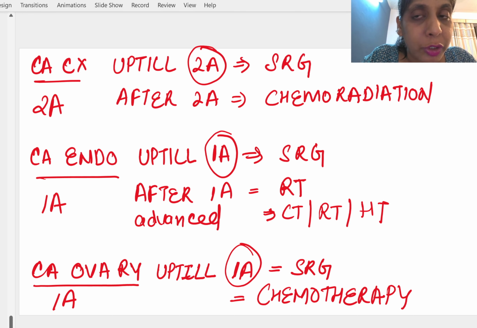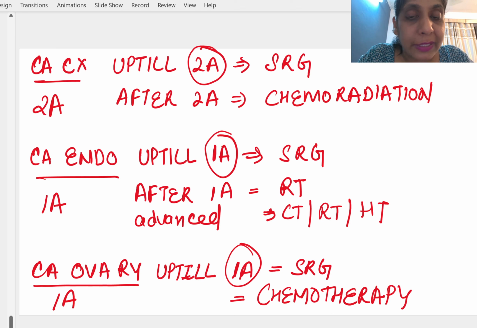What surgery do we do in CA cervix? Because we did the clinical staging, if we find stage 2A or before 2A, we will do surgery. What surgery will we do? Yes, we will do Wertheim hysterectomy, right? And if the family is not complete, we can do trachelectomy, in which we amputate the cervix, remove the cervix. After 2A, we have to give chemoradiation.